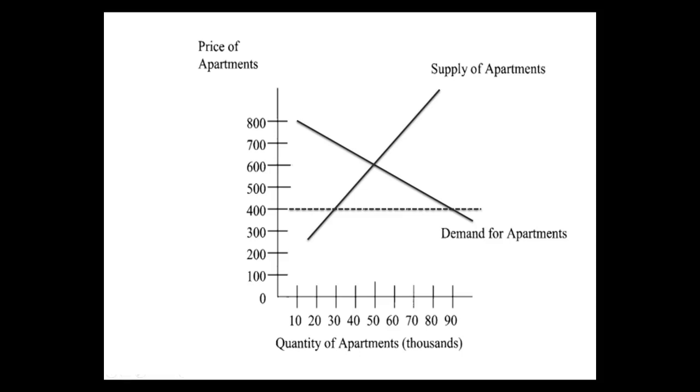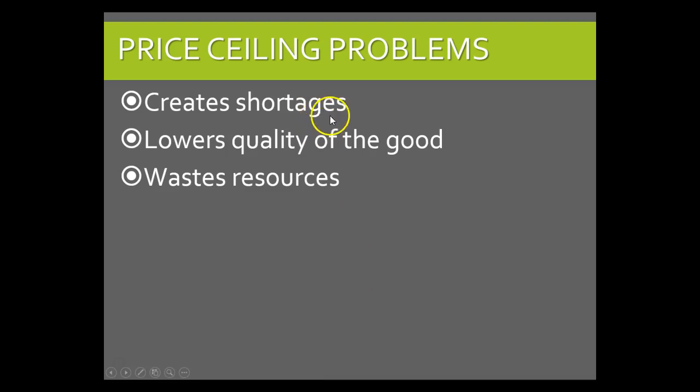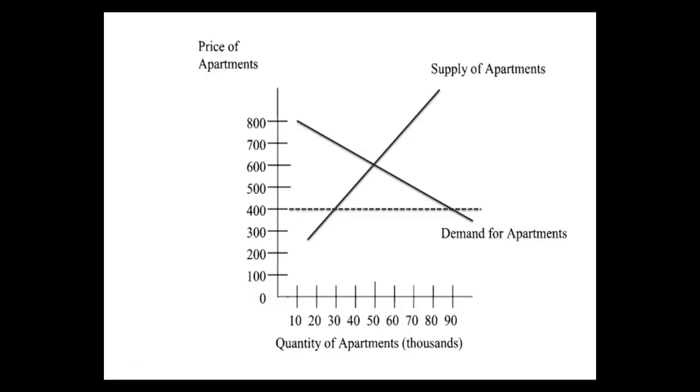There are some other consequences to a price ceiling you should be familiar with, other than shortages. One is that it lowers the quality of the good. The way to think of it is this: businesses will offer a good where the quality matches the price. So in the case of the apartments, if the landlord can only sell you a $400 apartment, then you're going to get an apartment that's worth $400.